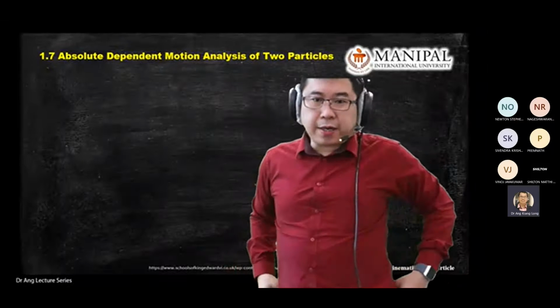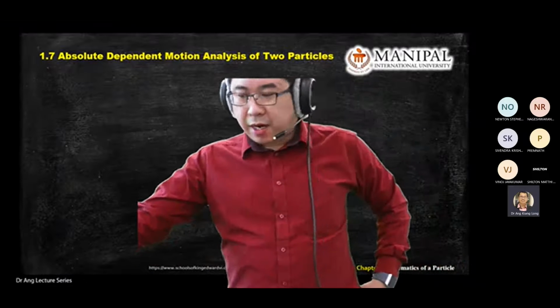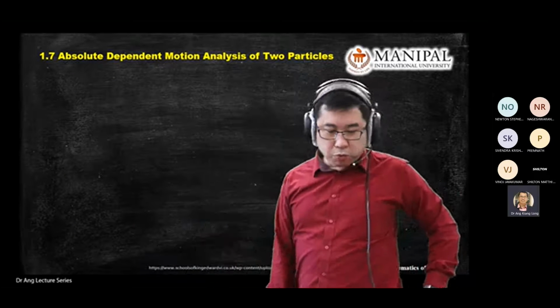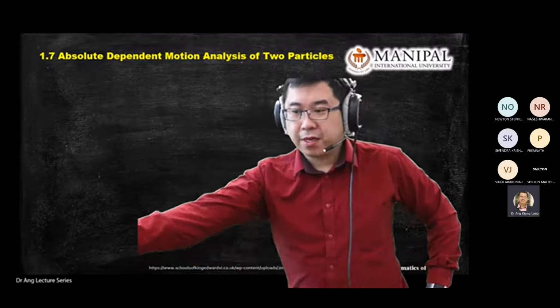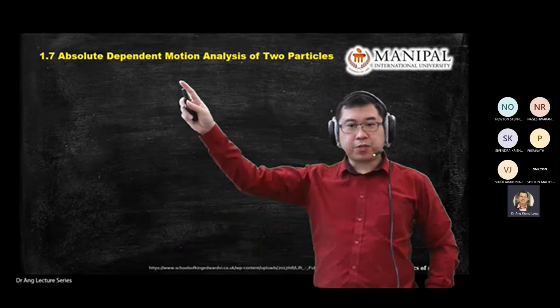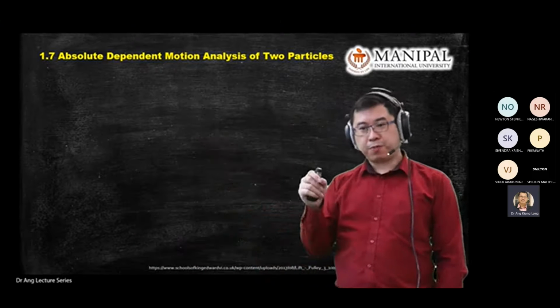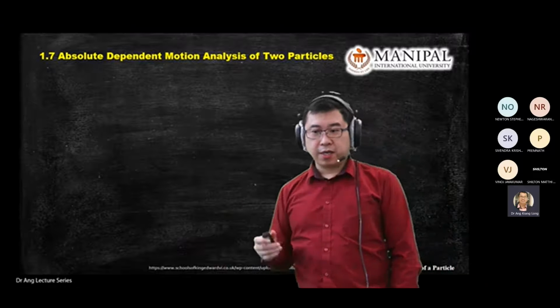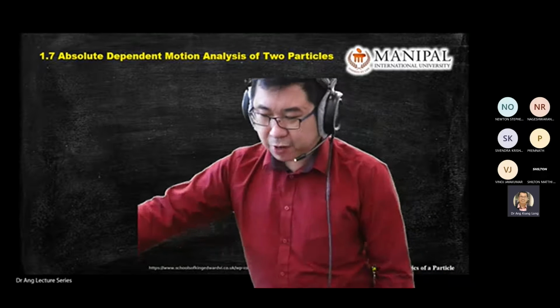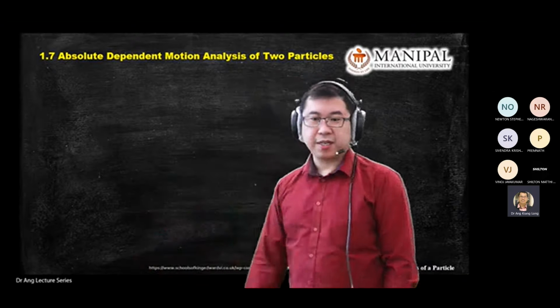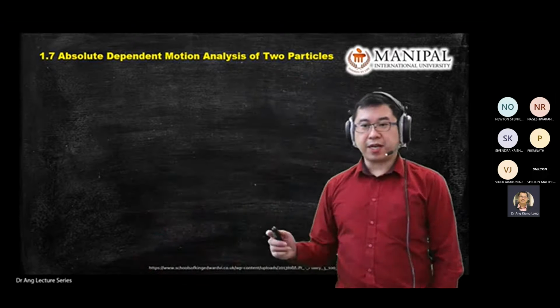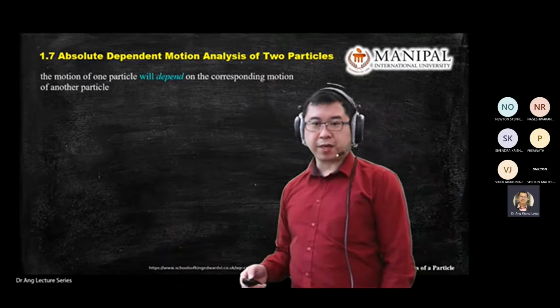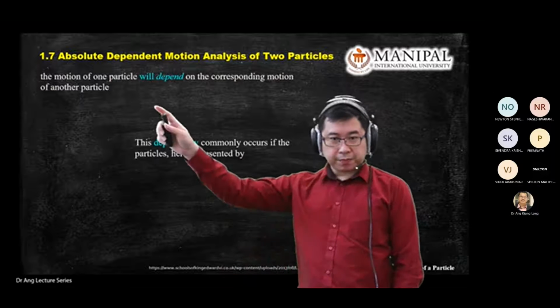Next, we look at relative motion. What happens if you have two bodies that are moving? In the previous section 1.6, we only looked at one reference point and one moving object. Now we look at what happens if we have two moving objects and we find the parameter that relates both of them.